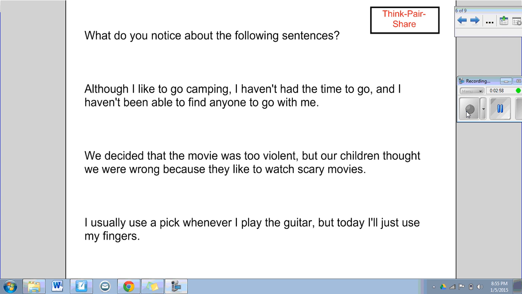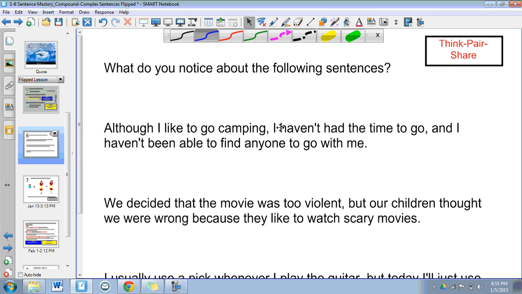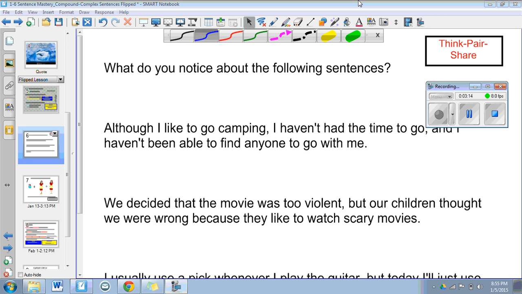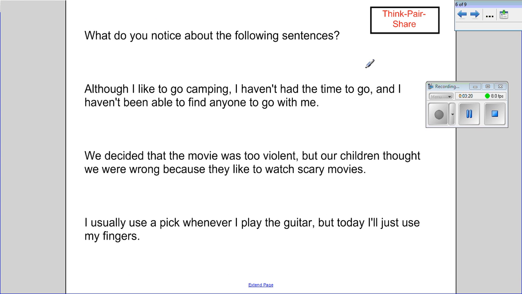All right, so as you looked at these sentences, you may have noticed some of the conjunctions that we've already been talking about this year. So for example, if we look here, let me get my pencil. You'll see here that we have the coordinating conjunction, and if I look before it, "I haven't had the time to go" is an independent clause, and then "I haven't been able to find anyone to go with me" is also an independent clause. So there we know that we have a compound sentence.